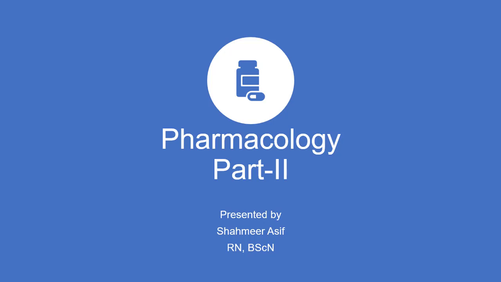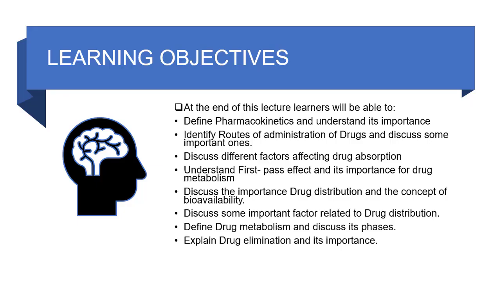So bear with me. Before I start, I want to talk about the learning objectives of our lecture today. Number one, I'm going to define pharmacokinetics and we are going to understand its importance. I'm going to identify the routes of administration of drugs and we are also going to discuss some important ones. Also, I'm going to discuss different factors that affect drug absorption. We are going to talk about first pass effect and its importance for drug metabolism, and we are going to discuss the importance of drug distribution and the concept of bioavailability.